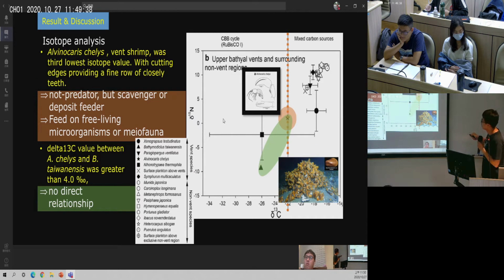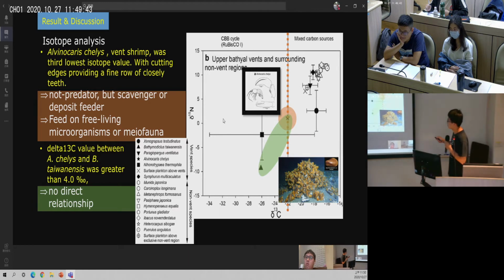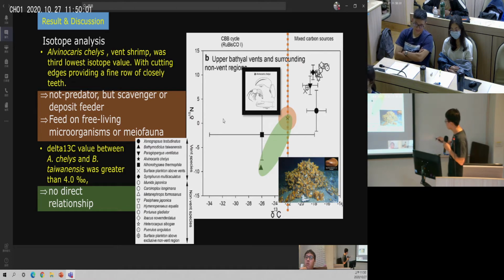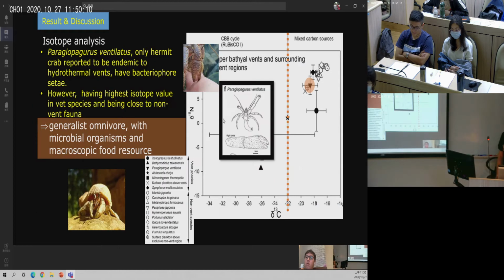And this one, the vent shrimp, the orange one, has a cutting edge that is not too sharp, so we call it not a predator but some scavenger or deposit feeder. It might suggest that it feeds on living microorganisms or meiofauna. Comparing this mussel to the shrimp, there's no direct relationship.